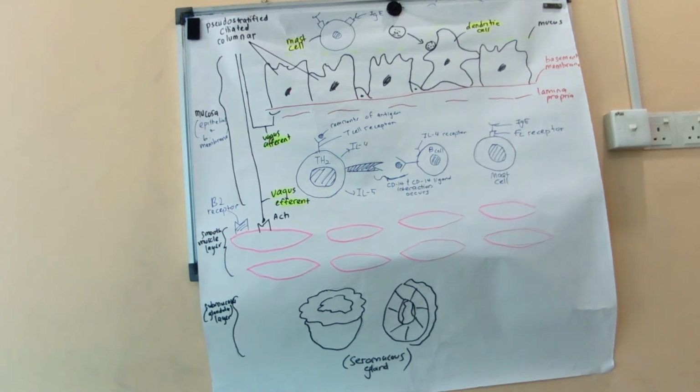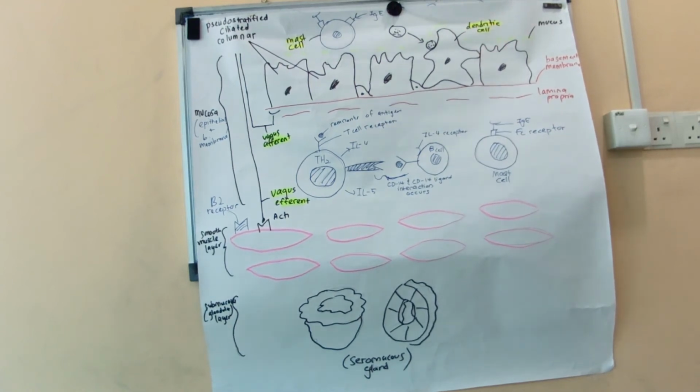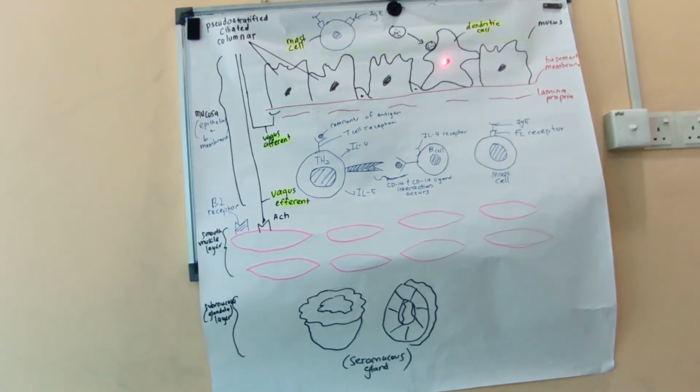Okay, now we are going to talk about the pathogenesis of asthma. Let's say first the patient is allergic to some pollen. This is the pollen. That pollen comes and gets trapped by the dendritic cell, where the dendritic cell eats up part of the antigen, digests it, and sends it inside into the lamina propria.